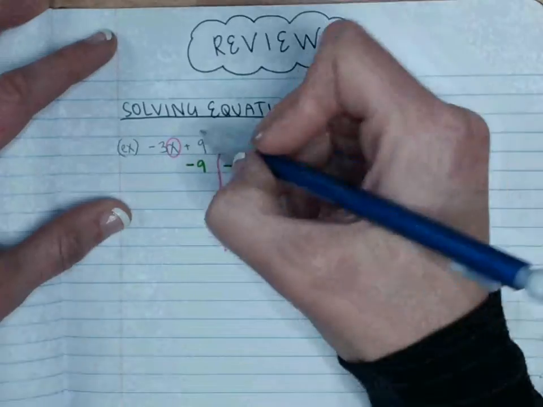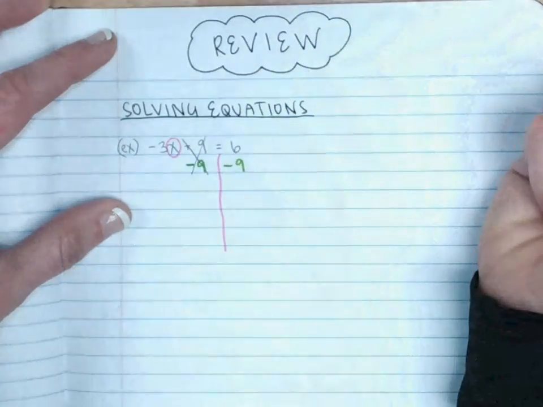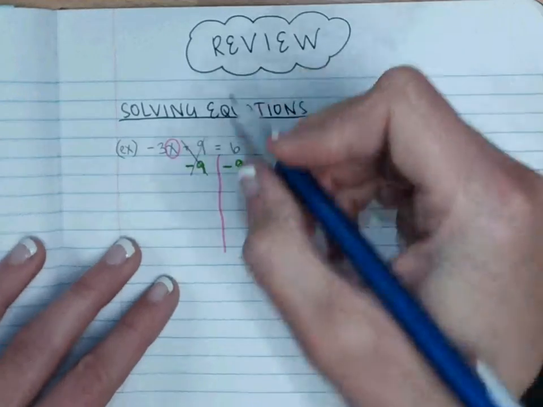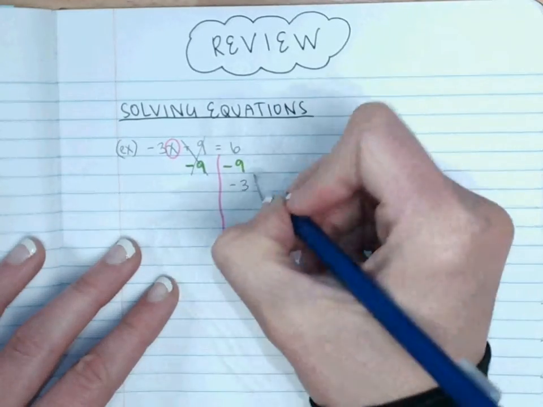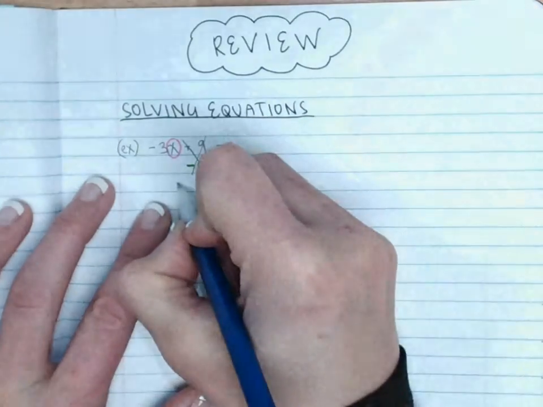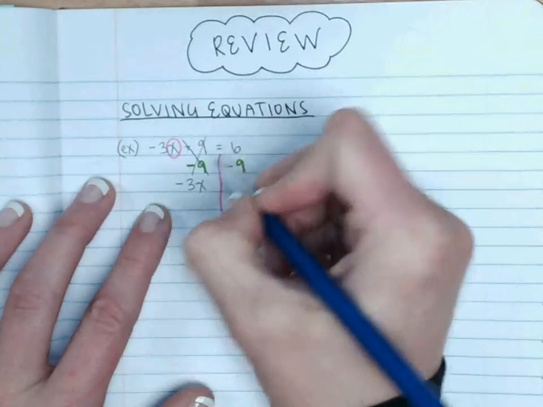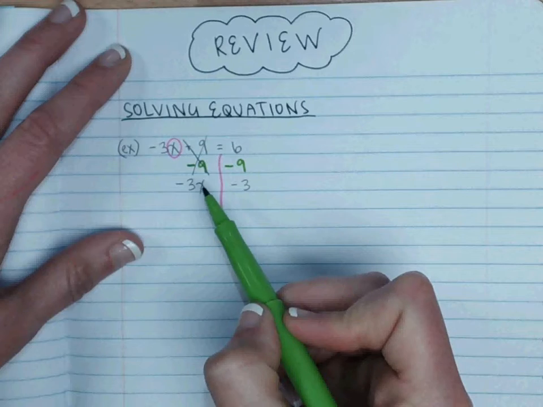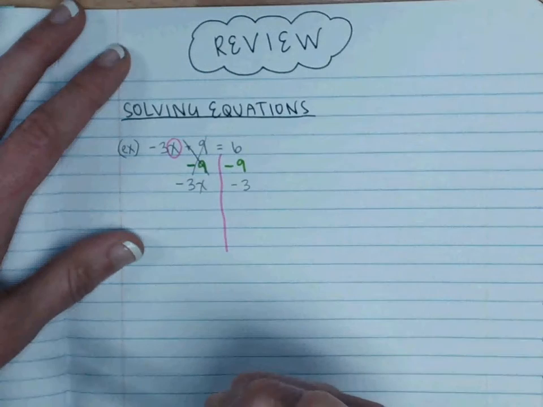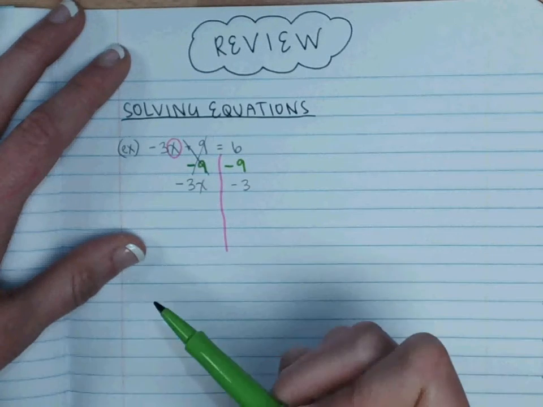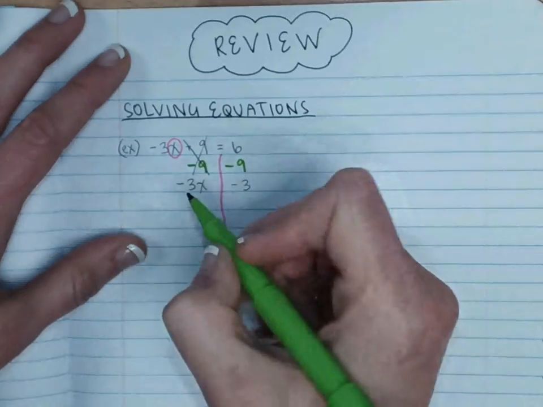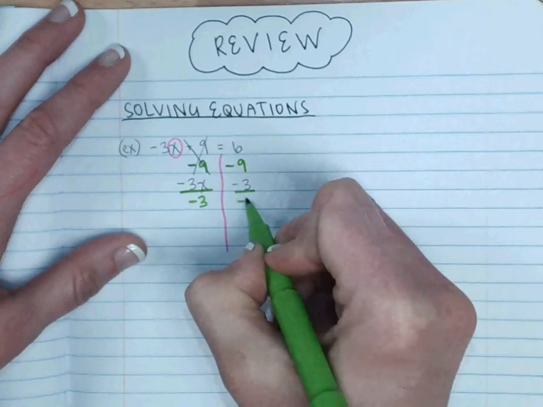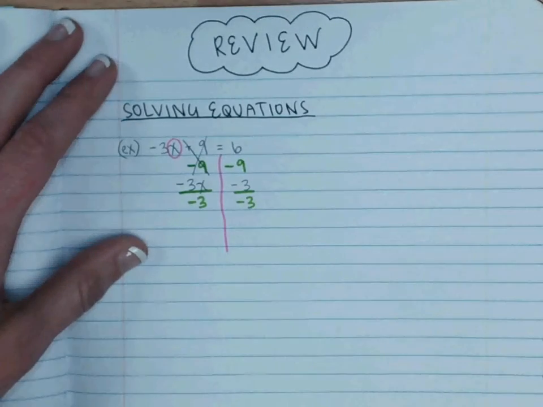When I do that, 9 minus 9 becomes 0, and 6 minus 9 becomes negative 3. And then I bring down the negative 3x on this side. Now, when the 3 and the x are right next to each other, that means multiplication. So the inverse of multiply is divide. So I'm going to end up dividing by negative 3 on both sides.